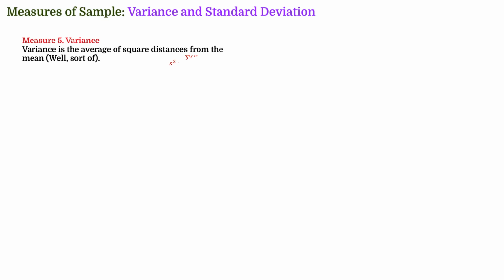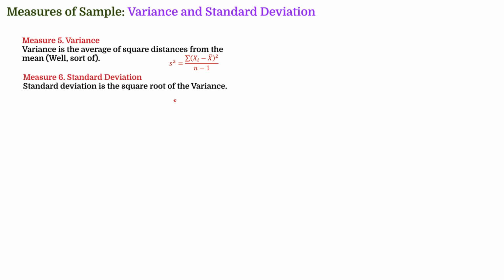Measures of sample, variance and standard deviation. Measure 5, variance. Variance is the average of square distances from the mean, sort of. S squared, the formula, S squared shows variance. It is equal to summation of xi minus x bar squared divided by n minus 1. xi minus x bar is the distance. When I square it, it's the square distance. When I sum them and divide by n minus 1, it's sort of a mean.